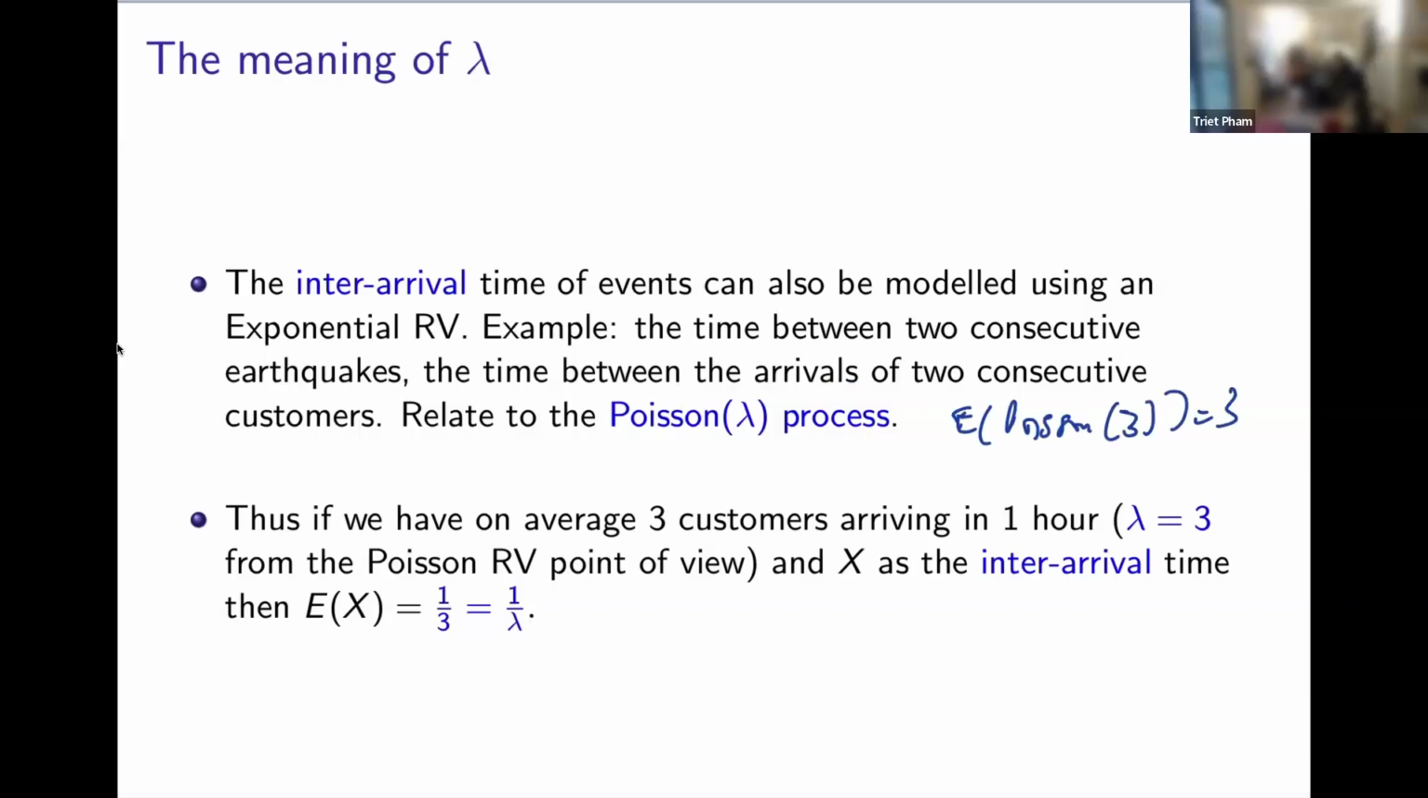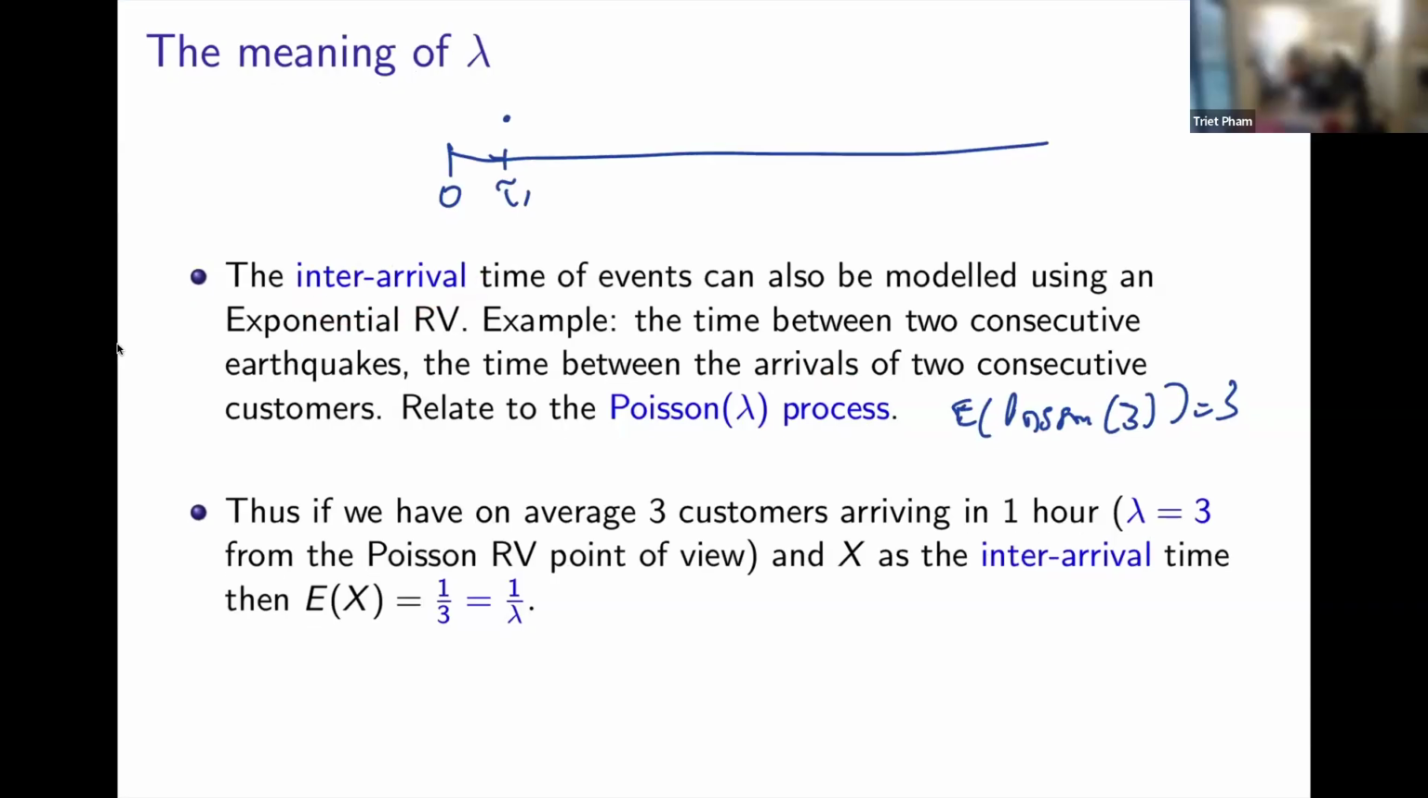But when you look at the time, oh, sorry, I haven't said it. When you do that, the exponential exactly models the time between the events. So it's called inter-arrival time. In other words, something like this: 0 to tau 1, that's the first customer arriving. So the Poisson goes up by 1. And then there's a random time, tau 2.